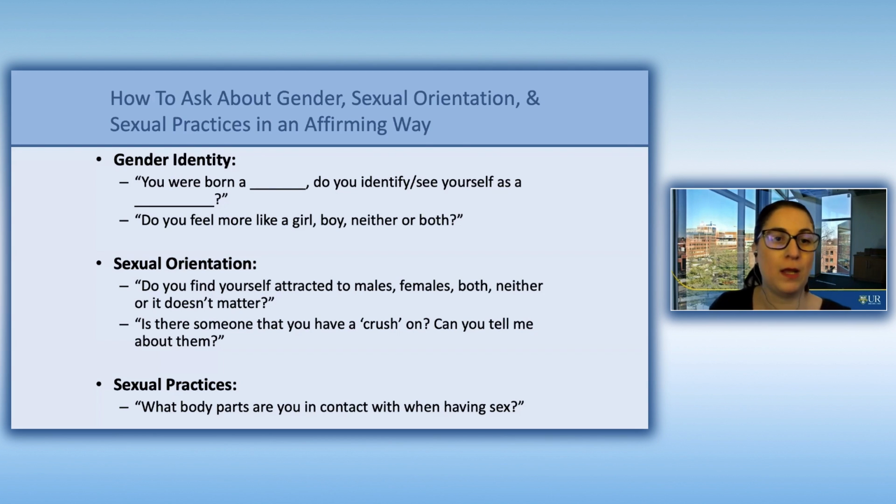Sexual orientation. Do you find yourself attracted to males, females, both, neither? Doesn't matter. And if someone's a bit younger, you may want to ask who they have a crush on. And again, more open-ended questions. Can you tell me about them? What do they look like? Things like that. And sexual practices can get a little jumbly when gender is diverse. And so you may want to just be specific about the body parts that are in play here. So what body parts are you in contact with when having sex?